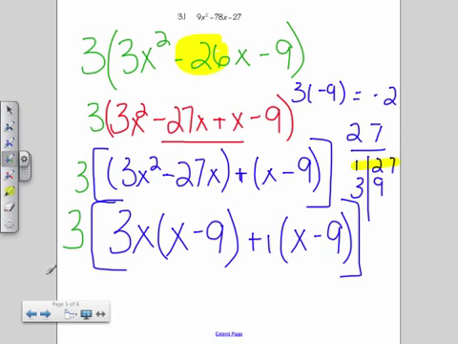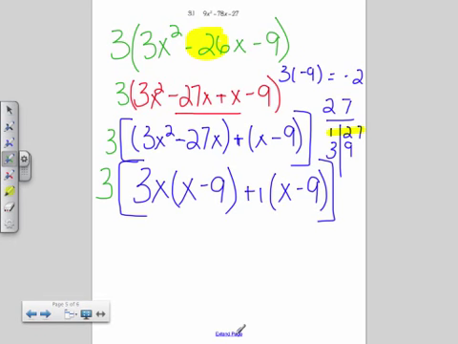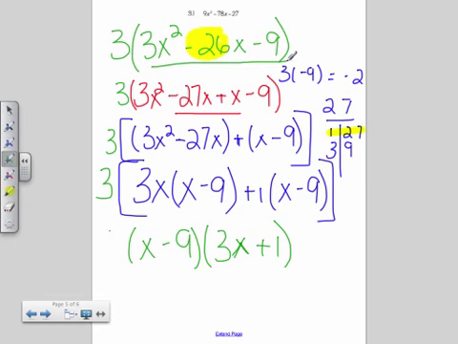Lastly, I'm going to factor out what's in common with these terms right here. So what's in common is that there's an x minus 9. So I'm going to take the x minus 9 out. And then I have this 3x right here and a 1 left over. That's what I ended up getting when I factored what was inside of the parentheses here. But again, don't forget that you have to bring this 3 down, your GCF of 3, so this right here has a 3 here.